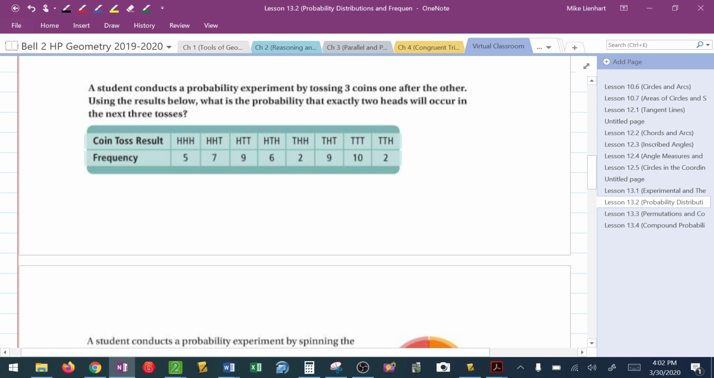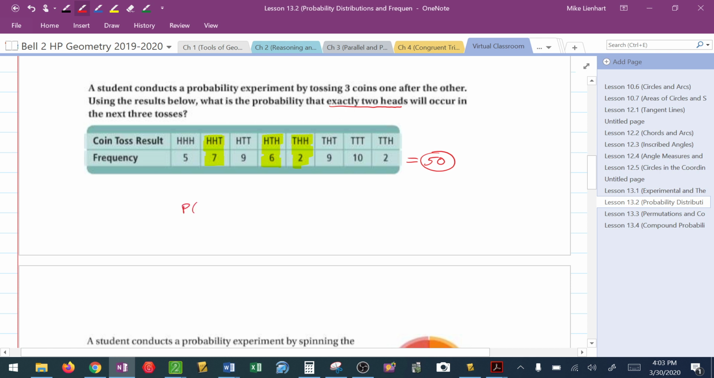A student conducts a probability experiment by tossing 3 coins one after another. Using the results below, what is the probability that exactly 2 heads will occur in the next 3 tosses? So what they're telling me is I have to look for when I got 2 heads. There's one scenario. There's another scenario. And there's another scenario for when I got 2 heads. I also need to know how many total tosses were there. And I went ahead on the calculator and added these up. And I know that there were a total of 50.